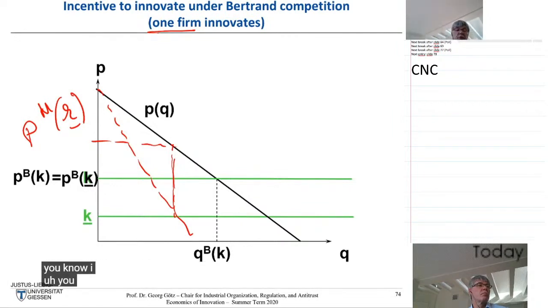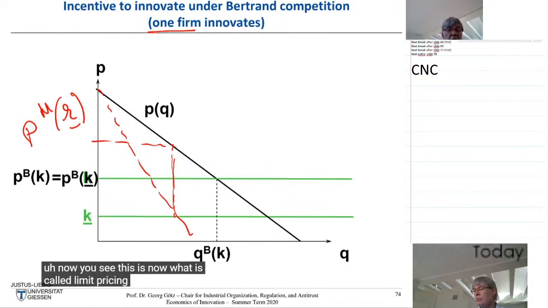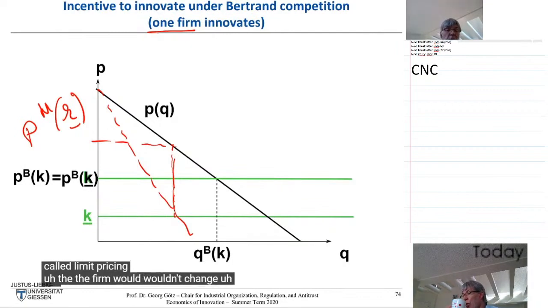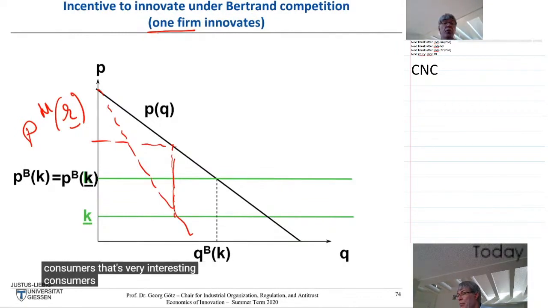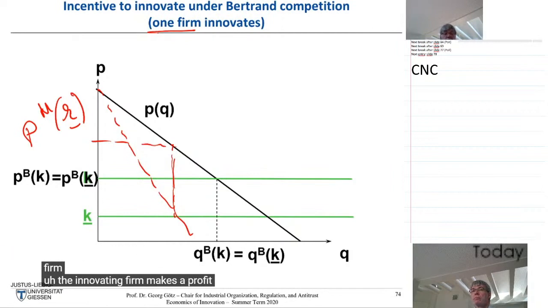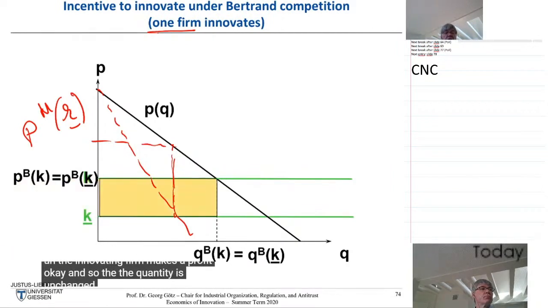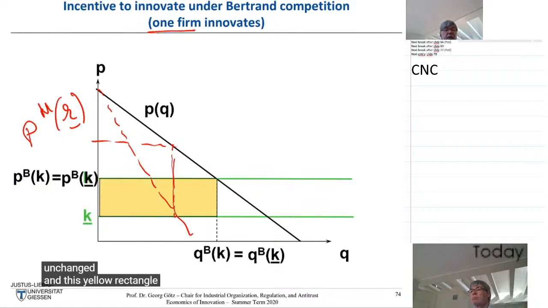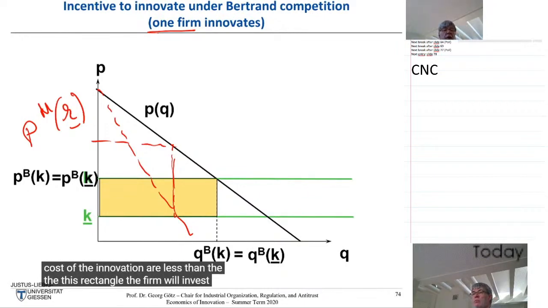Now you can probably see that, so I don't erase it. Now you see, this is what is called limit pricing. The firm wouldn't change the price. So consumers, that's very interesting, consumers do not gain anything here from this innovation, but the innovating firm makes a profit. So the quantity is unchanged, and this yellow rectangle is just the gain in profits. So if the costs of the innovation are less than this rectangle, the firm will invest in this project.